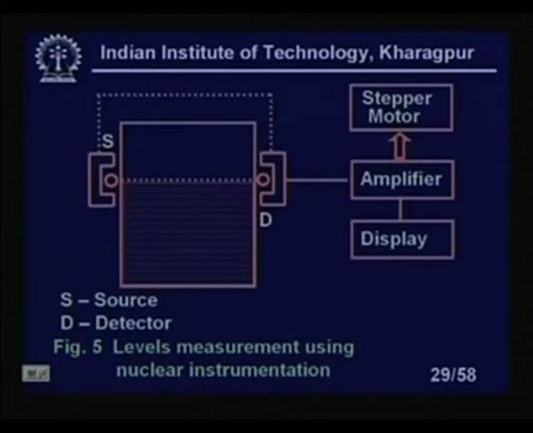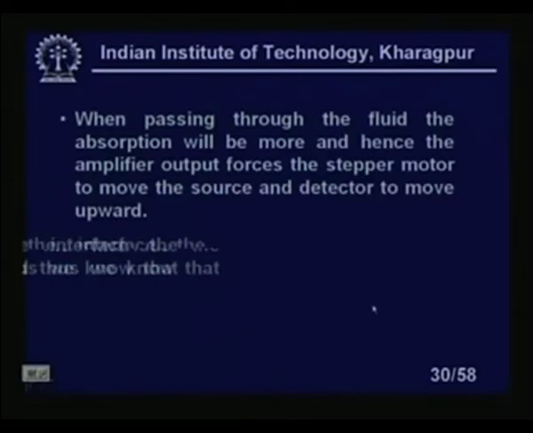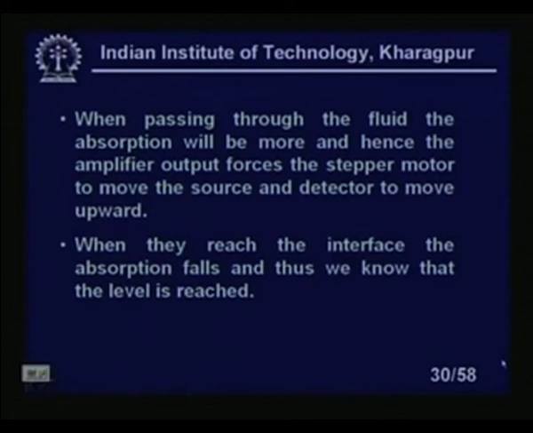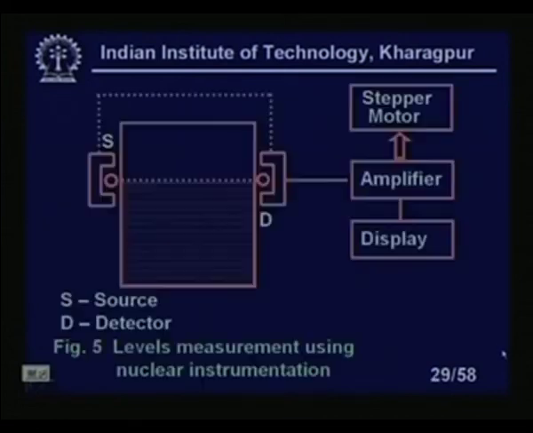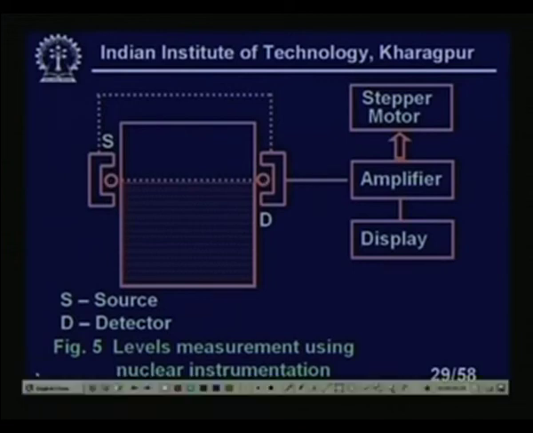You see what will happen. When passing through the liquid, it will always try to move this stepper motor upward, right. When they reach the interface, the absorption falls, and thus we know that the level is reached. Clear? Let me go over it again. So the basic principle is something like this. This stepper, this source and detector will be initially at the bottom here.